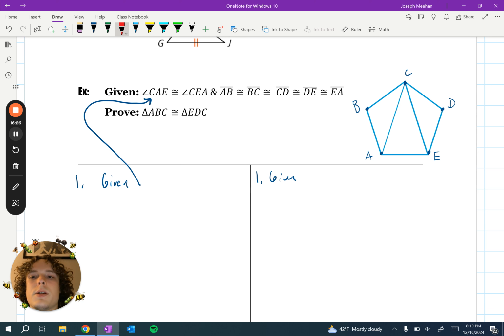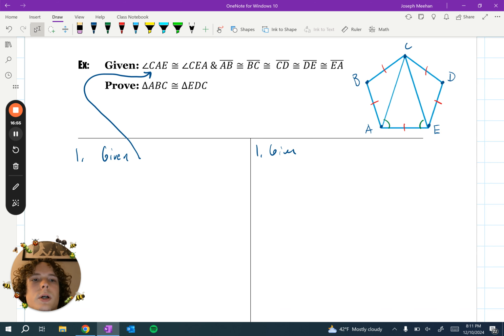Okay? What I do want to do is go through and mark everything that's in the given on the diagram here. So it says CAE is congruent to CEA. It also says AB is congruent to BC, which is congruent to CD, which is congruent to DE, which is congruent to EA. All right? Let me use a different color for these. Let me use, how about green? Okay? There we go.